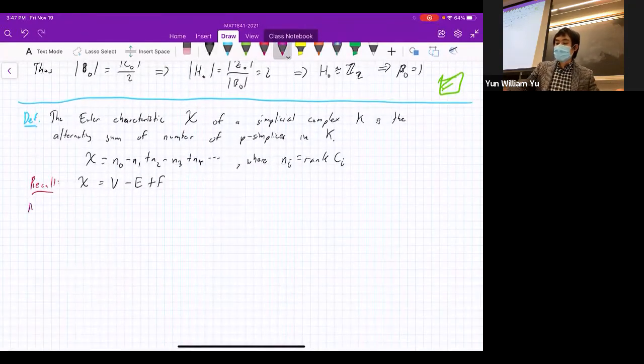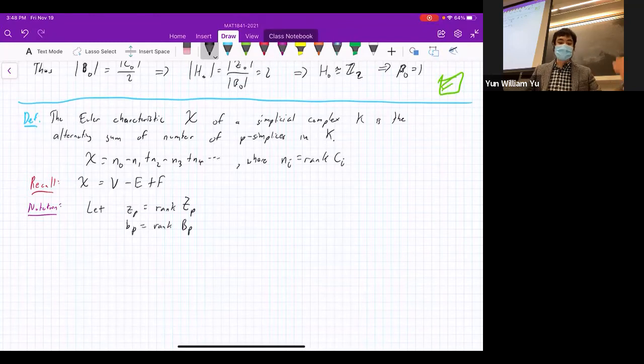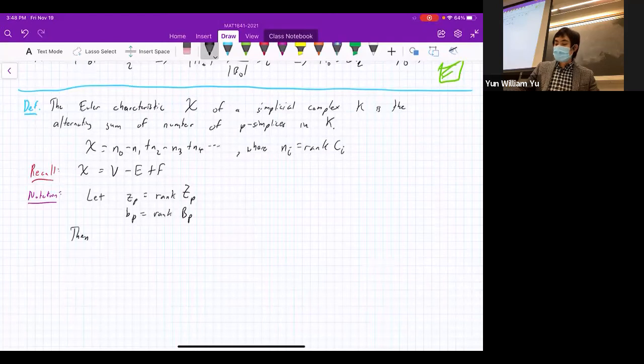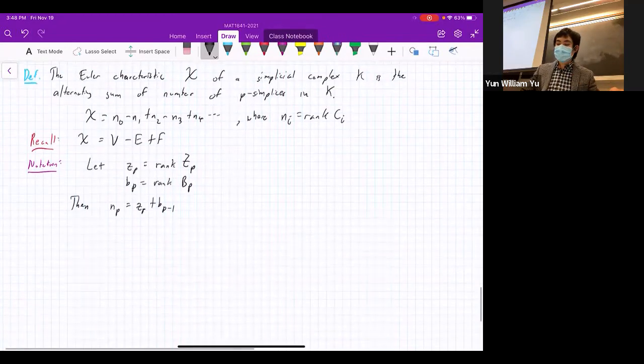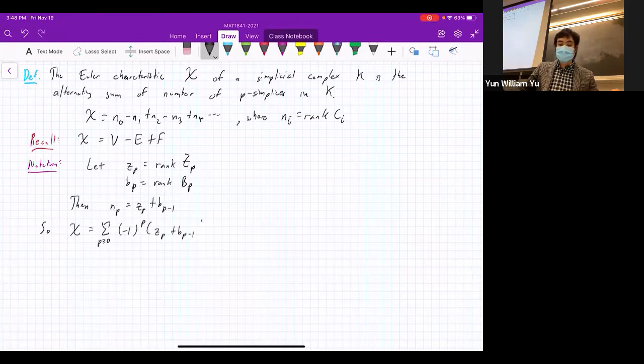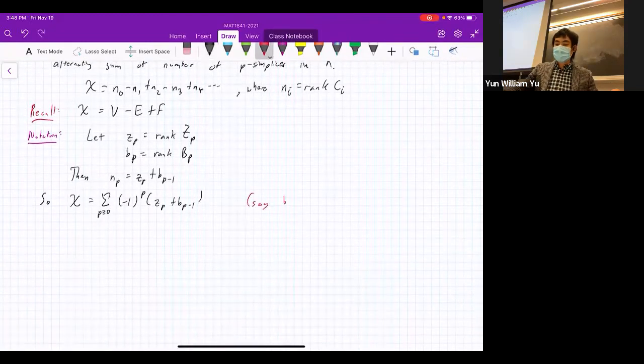And let's give ourselves a little bit more notation to make life easier. We're going to let lowercase zp be equal to the rank of the cycle group, and lowercase bp to be equal to the rank of the boundary group. Then, of course, we have that np is equal to zp plus b(p-1), right? That's just the rank-nullity theorem, effectively, for the map dp. So you'll notice that chi is then equal to the sum over p greater than or equal to 0 of minus 1 to the p times zp plus b(p-1). And we're going to say that b minus 1 is equal to 0 for simplicity. You can sort of understand this as C0 is just equal to Z0, so things get trivial once you get down to 0.